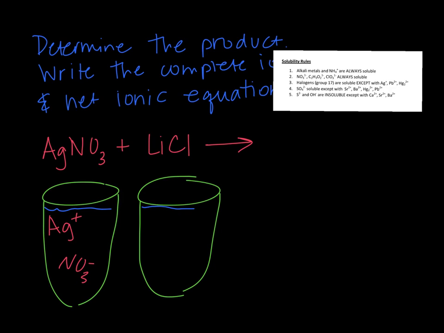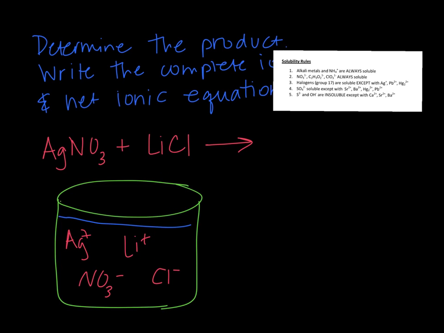And so this is in water. And if lithium chloride gets put in water, it's also soluble because it's got an alkali metal in it. So we'll have lithium and chloride. All right, and so this plus sign indicates that we mix these two things together, right? So if we mix them together, we'll end up with something like this.